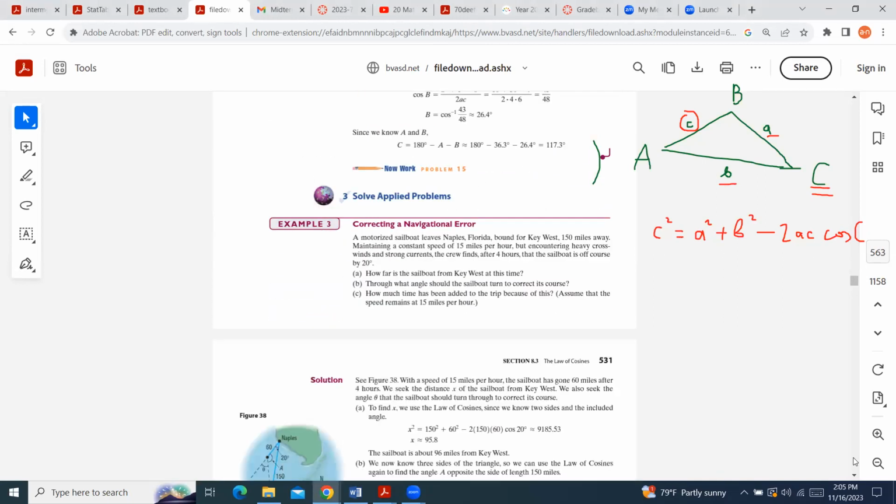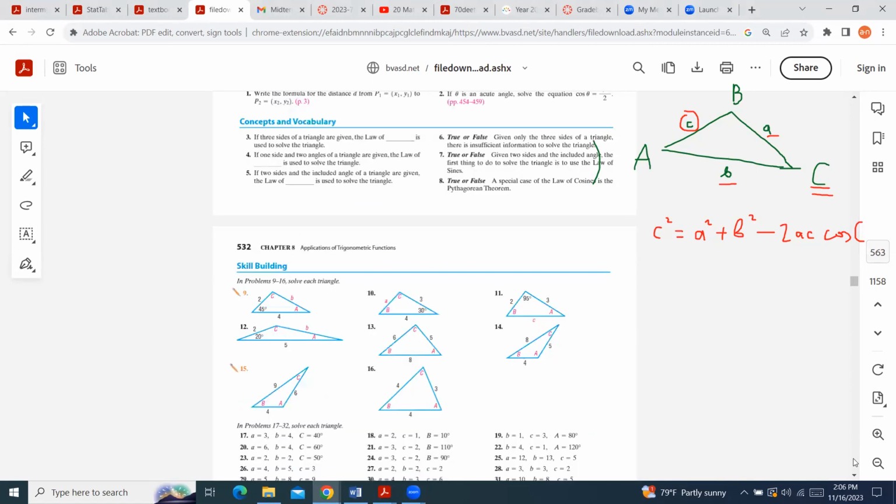So let me try one from this group, let's say exercise number 18. We have two sides, and notice the angle in between. It's really the same type of story, because we have side A and side C, so you can say A here is 2, and C here is 1, right? And there is an angle in between of them, which is 10 degrees. And this angle, of course, is called B, right?